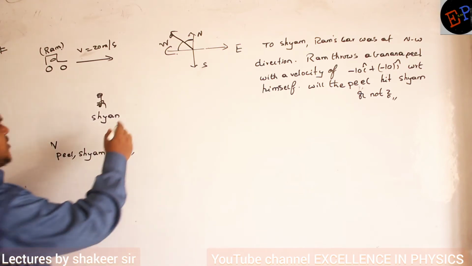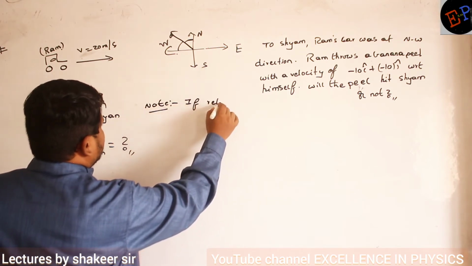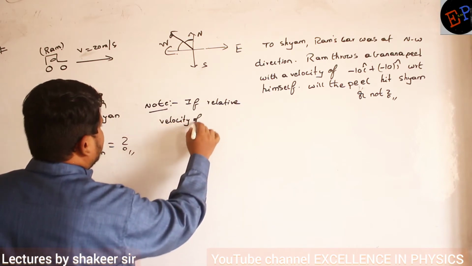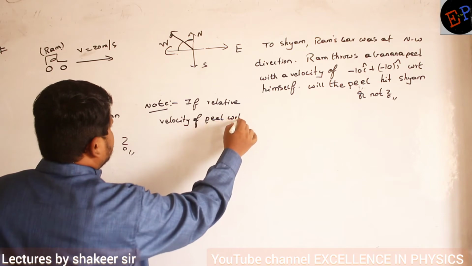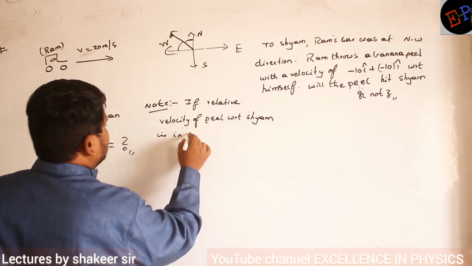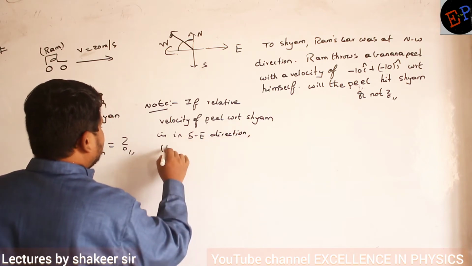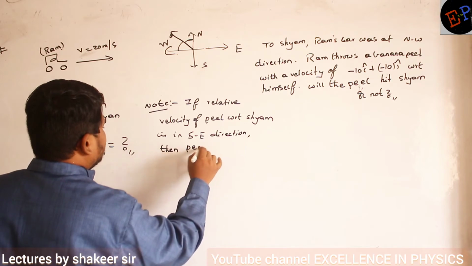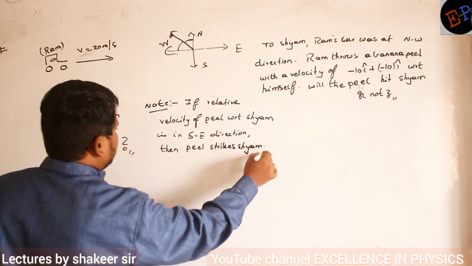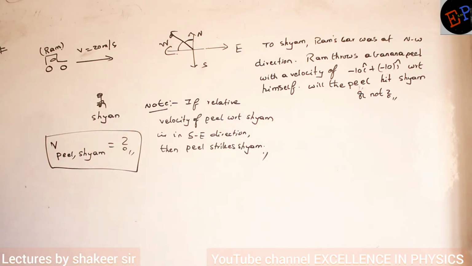So what is the note point here? We have to write a note point: if the relative velocity of the peel with respect to Shyam is in the southeast direction, then what will happen? Then the peel strikes Shyam. So this is the condition. Are you able to understand? Now anyhow I want to find out the velocity of the peel with respect to Shyam.